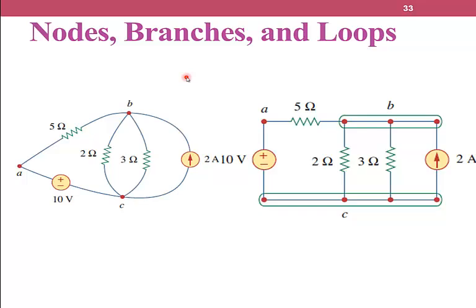For the second part of the experiment, we are going to explore different concepts like nodes, branches, and loops. For these circuits, they are equivalent to each other. If you focus, you will find that this current source is connected in parallel to this resistance and also in parallel to this resistance. So this current source is connected in parallel to these two resistors. After that we have 5 ampere. Here we have a voltage source.